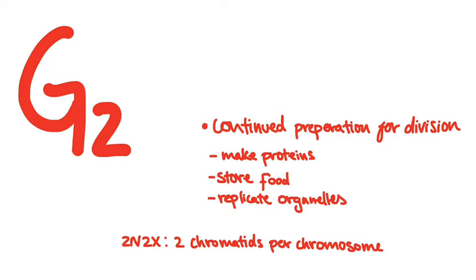In G2, the cell continues to prepare to divide. It does this by making proteins, storing food, and replicating organelles. There are now 2 chromatids per chromosome.